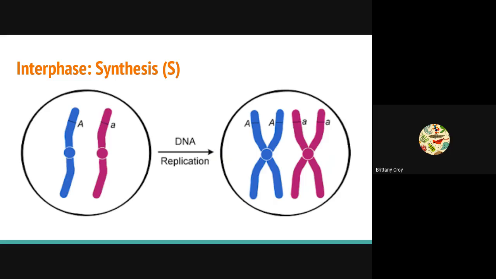On the left there, you can see the blue and the pink chromosomes. So that's two chromosomes, one blue and one pink, and each chromosome has one chromatid. Then when the cell goes through DNA replication, we still just have two chromosomes, one blue and one pink, but notice how each has two chromatids. So we have the same number of chromosomes, yet we've doubled our amount of DNA.